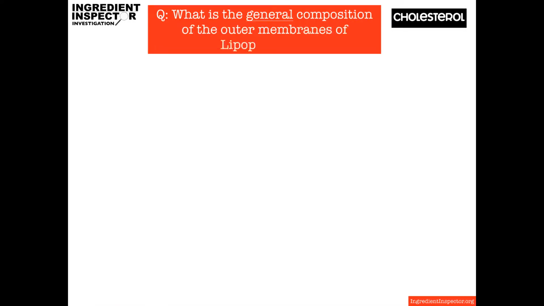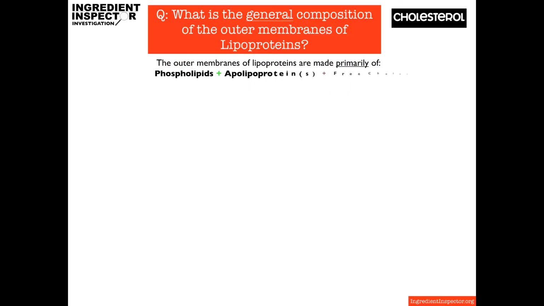What is the general composition of the outer membranes of lipoproteins? They vary, so we're just talking here about 3 of the primary ingredients in terms of the general composition. They're made primarily of phospholipids, apolipoproteins, and free cholesterol.